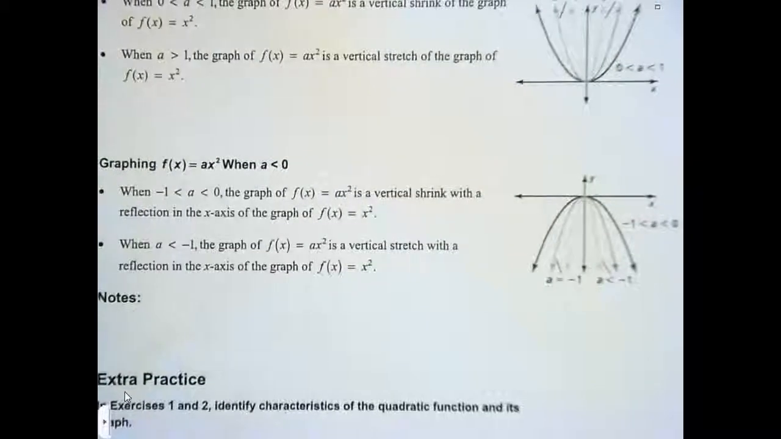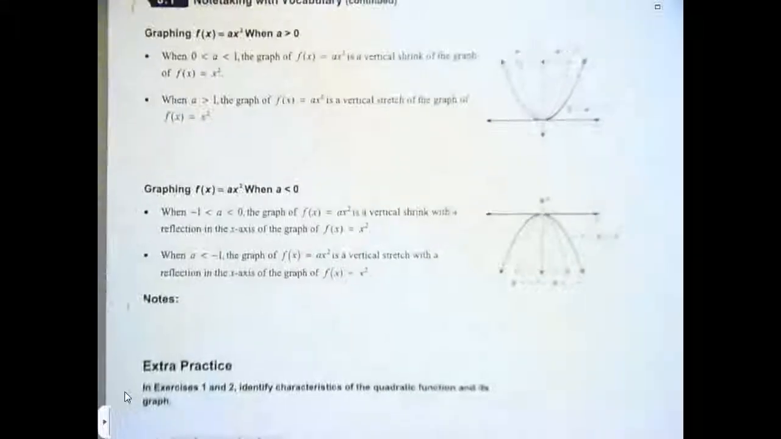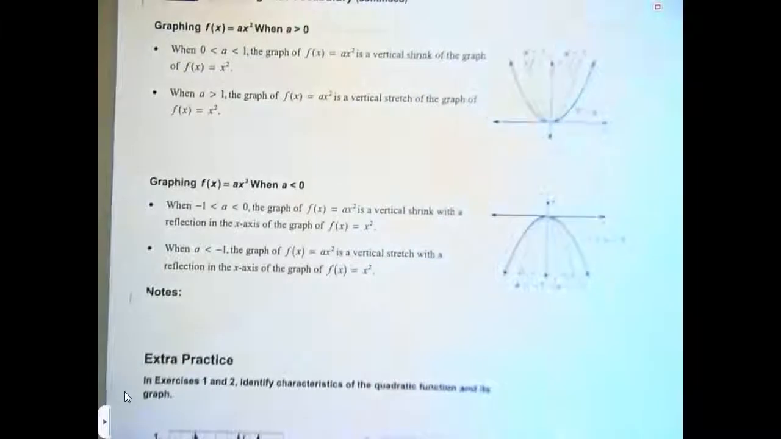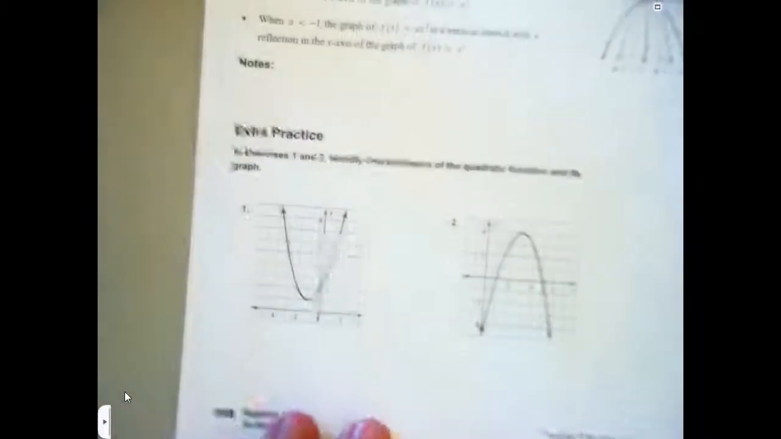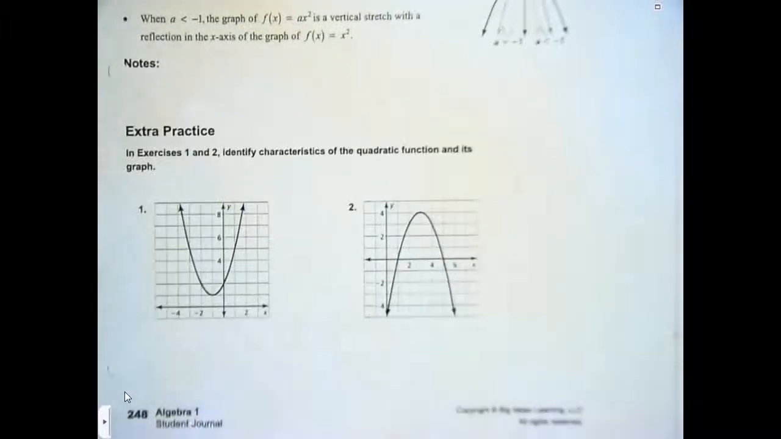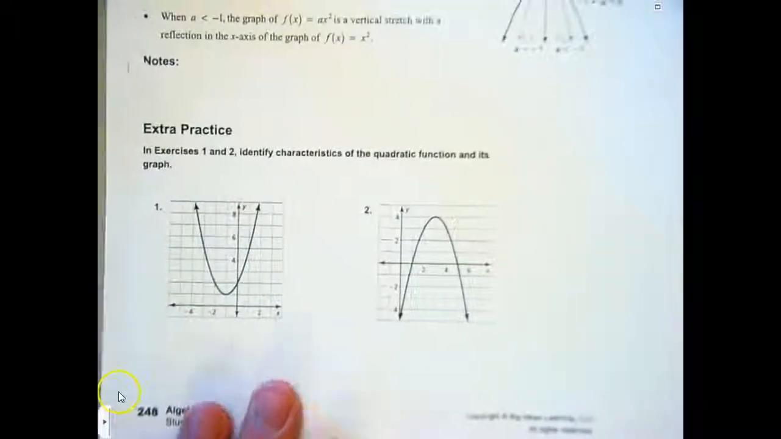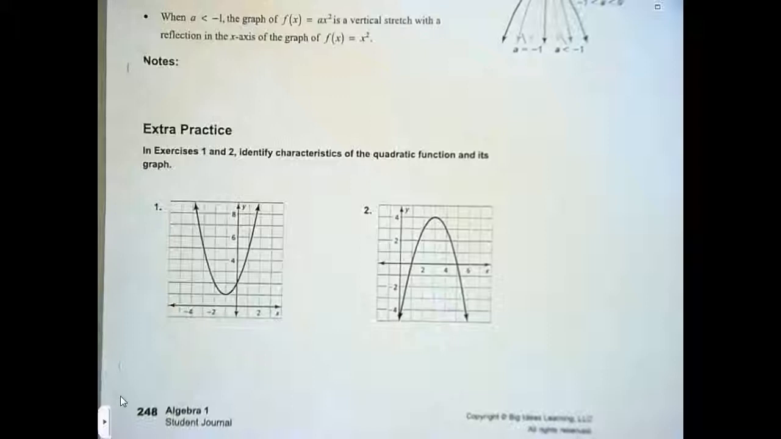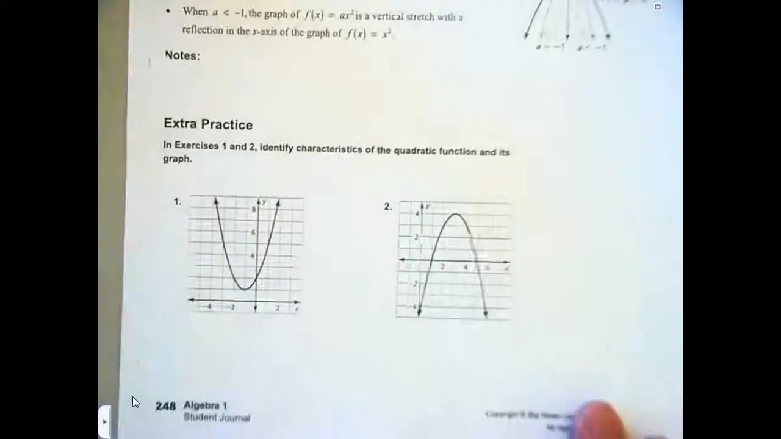At the top of the next page, there's some more information just summarizing what we talked about, in more of a math-ese way, if you like math-ese. I do want you to look at the extra practice, numbers 1 and 2 on the bottom of page 248. Go ahead and work on those two problems with your group. Talk about the vertex, axis of symmetry, increasing, decreasing, domain, range. I'm not asking you to graph them. We're just going to identify characteristics.